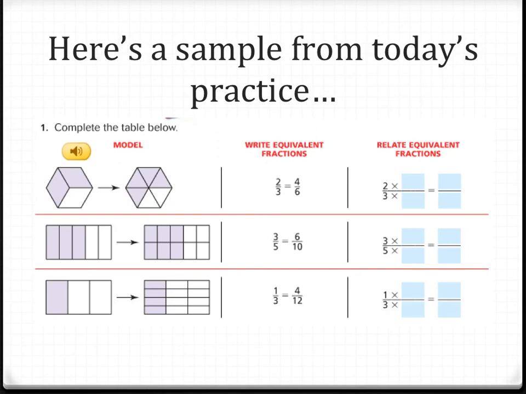Here's an example from today's practice. You're going to be using multiplication to show equivalent fractions, just like you saw in last night's video.